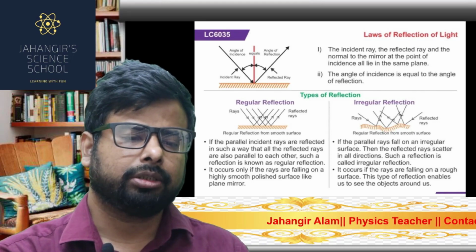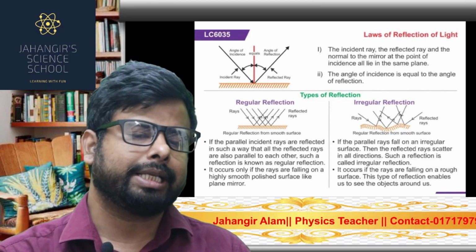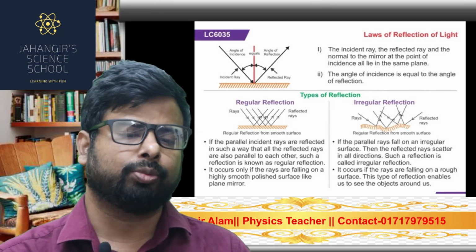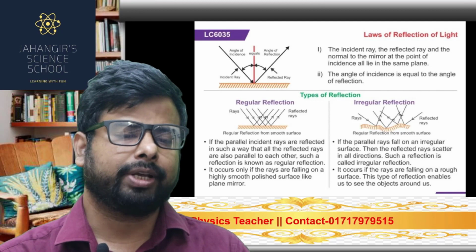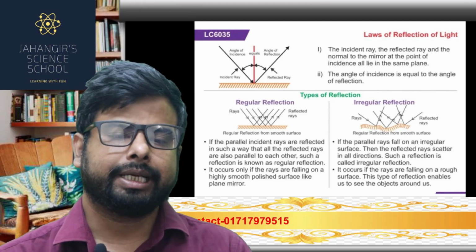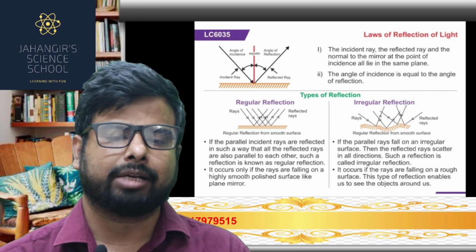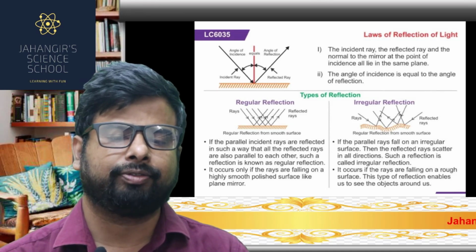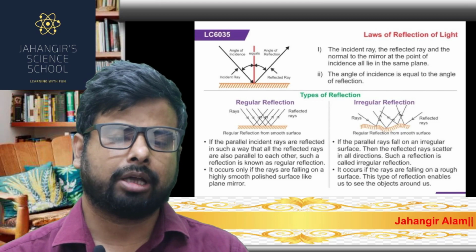Regular reflection occurs only if the rays are falling on a highly smooth polished plane surface like a plane mirror. On the other hand, irregular reflection occurs if the rays are falling on a rough surface. This type of reflection enables us to see the objects around us.